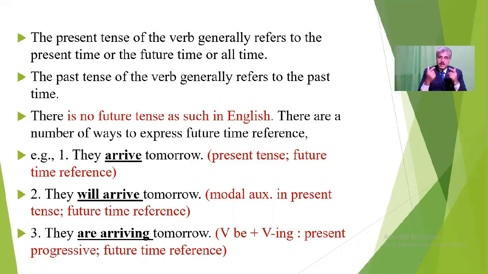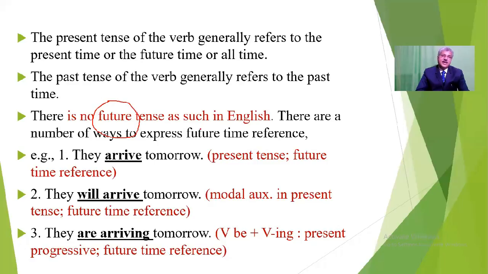I am referring to time, not tense. The present tense refers to the present time or future time or all time, and the past tense refers to past time. There is no future tense as such in English. Dear learners, we should remember that there is no future tense as such in English. There are a number of ways to express future time reference.